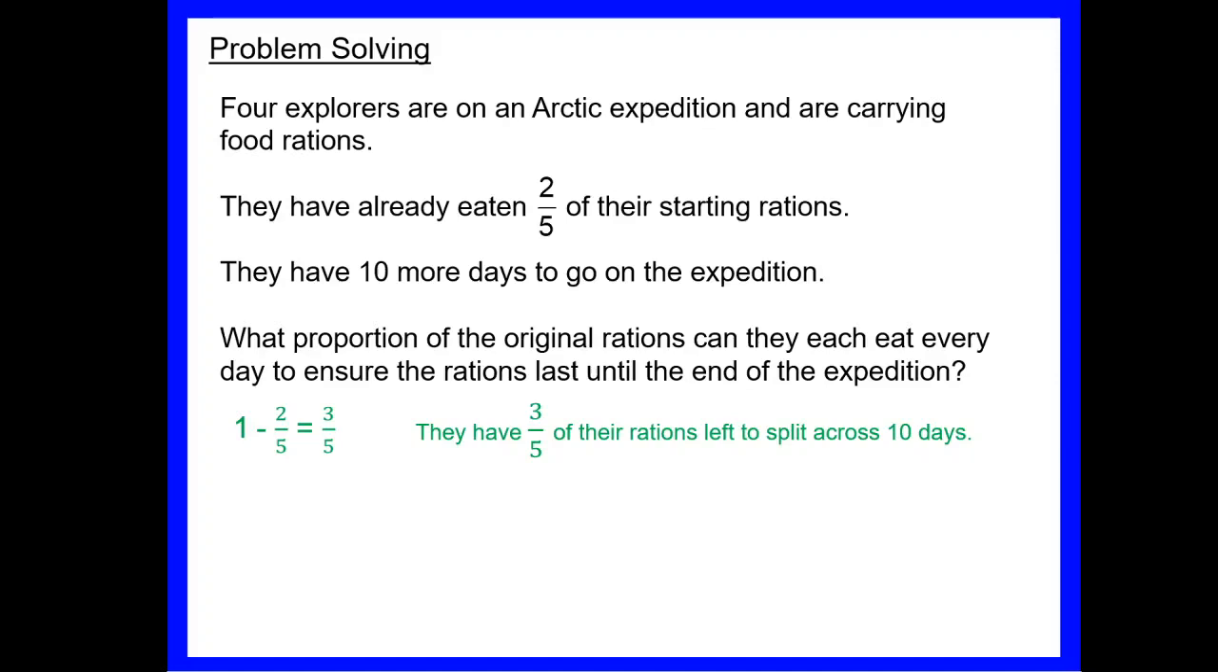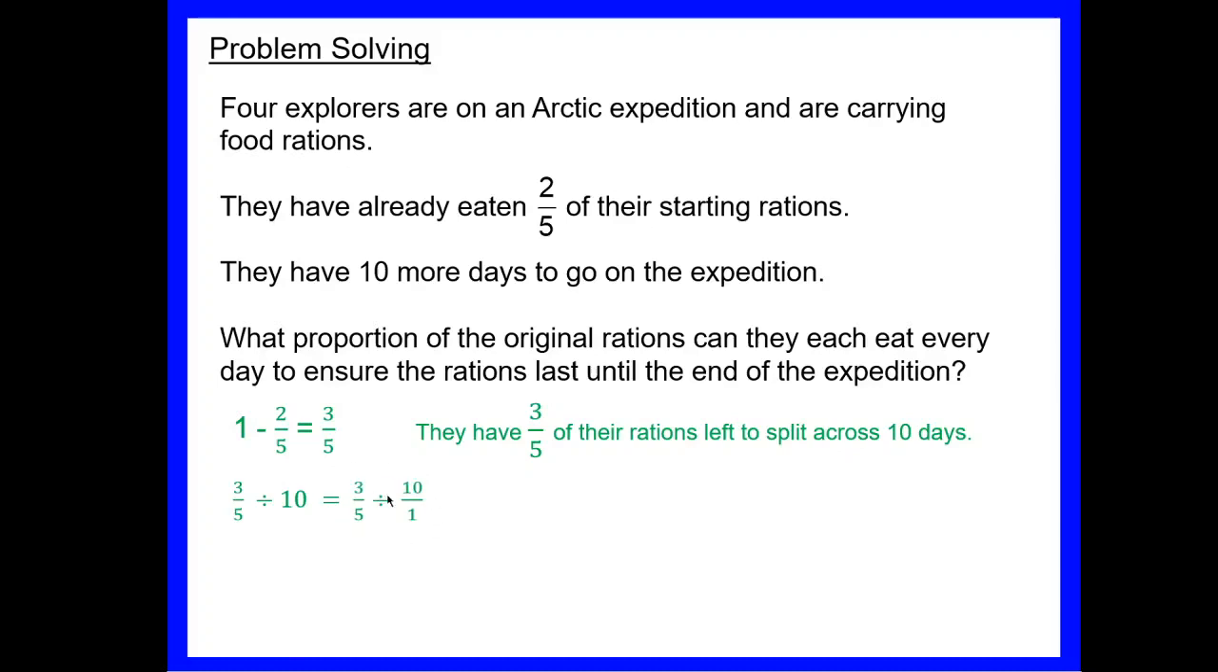So 3/5 of the rations left to split across the 10 days. So that means we've got 3/5, and we're going to divide that into 10 equal parts to see how much they will have for each day. So following our rules then, first of all, we'll turn the 10 into a fraction by putting a 1 underneath. We're going to keep, then swap, then flip.